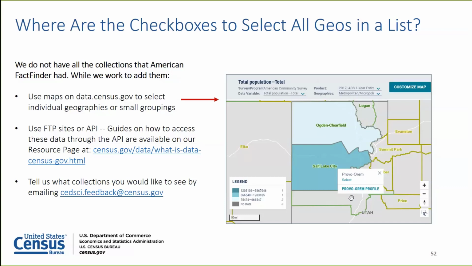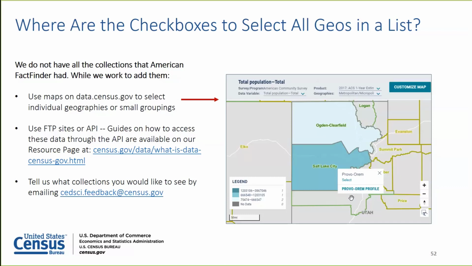We've got some, but we don't have nearly as many as American FactFinder had. We are definitely working with the geography division to see what we can put together and to create. Some were created by AFF, that isn't something that's delivered directly from geography. So we're working with them to give you what you need.